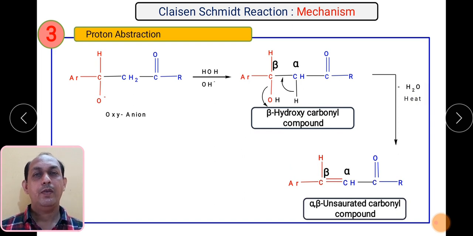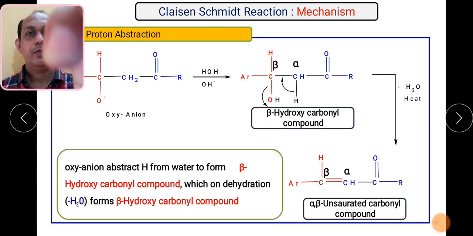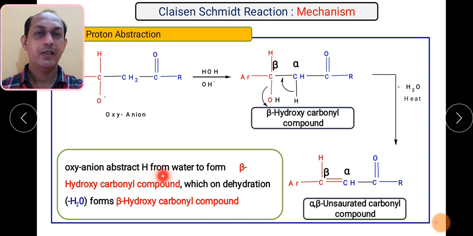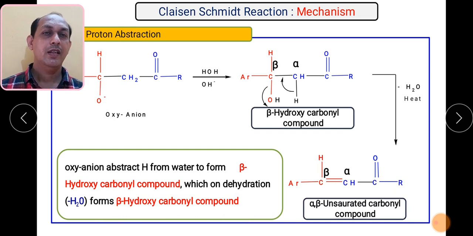Okay. So once you see the mechanism, you will understand. What is the first step? Formation of carbanion. Second step is the attack of the carbanion, that is nucleophilic attack, and the third step is proton abstraction. So these are the three steps through which this reaction goes. The oxyanion abstracts the H from water. It forms a beta hydroxycarbonyl compound, which on dehydration gives the alpha beta unsaturated carbonyl compound.